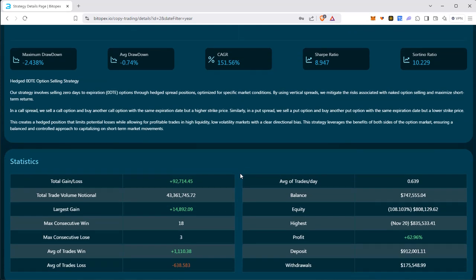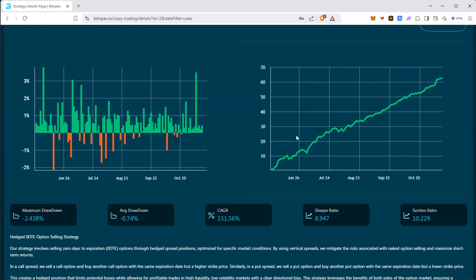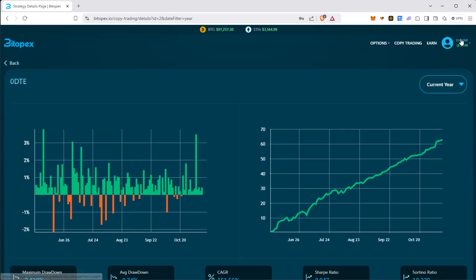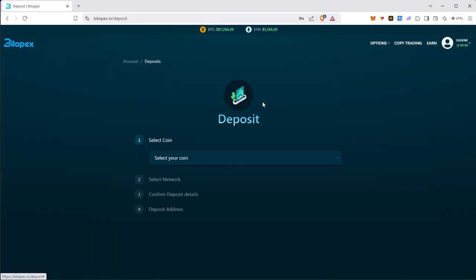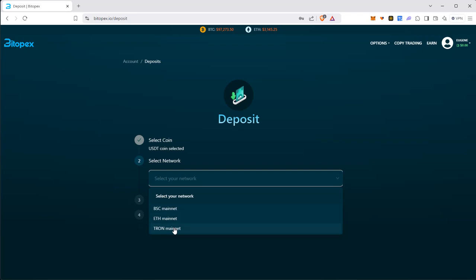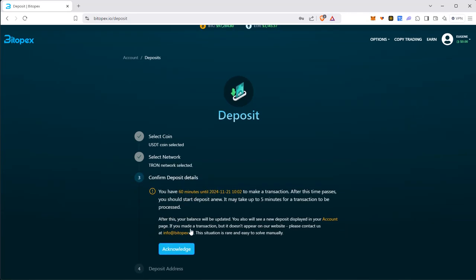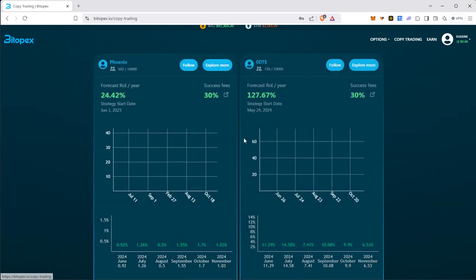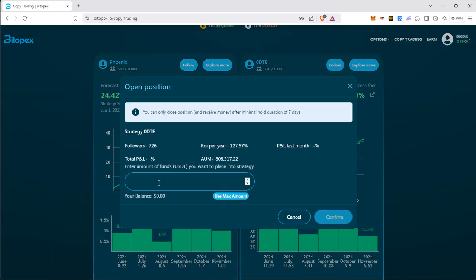So how can you benefit from this kind of trading? You basically sign up with bitopex.io, and you can find the link down below. You just sign up, and then you replenish your account. You just go to deposit, right? You choose the coin that you want to use, USDT, let's say, on the Tron network. Then you acknowledge that you have to pay within 60 minutes. You send the money, and then you go to copy trading, you click follow, and you enter the amount you want to add to copy trading, and then you confirm.